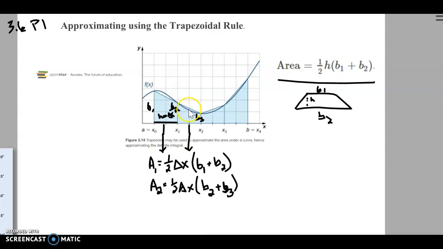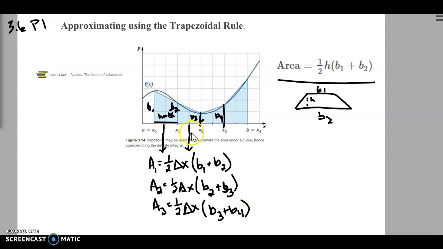Okay, so this one here was b sub 3. This line here is going to be b sub 4. So our next area, third area, is going to be 1/2 times the height, which is delta x, times b sub 3 plus b sub 4.